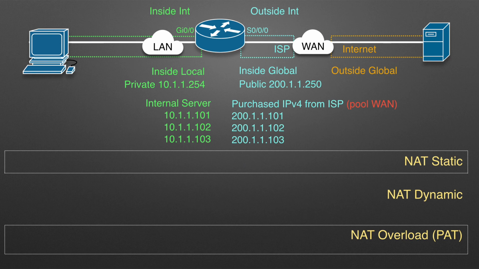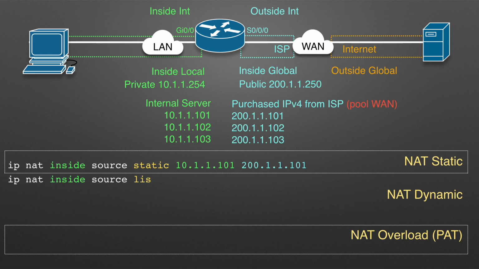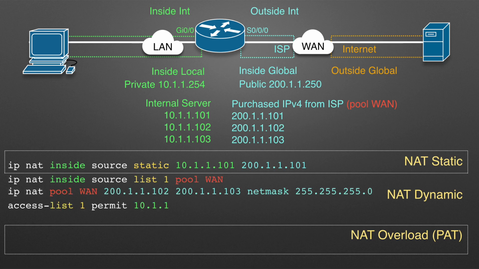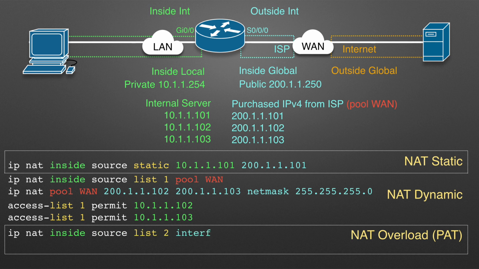Configuring static, dynamic and NAT overload at the same time in a router. First, configure static NAT for a single IP address. Second, configure dynamic NAT for 2 IP addresses with a pool and an access list. Third, configure NAT overload or PAT for the rest of the computers found in the LAN.